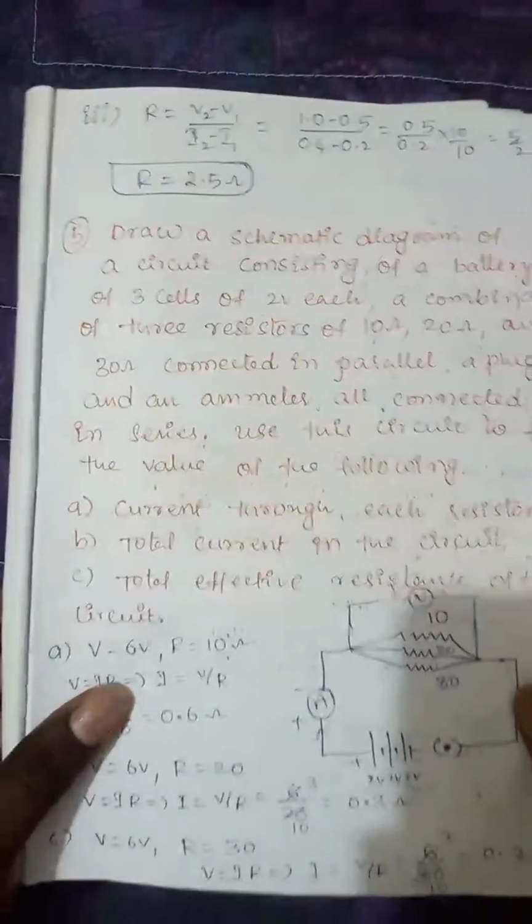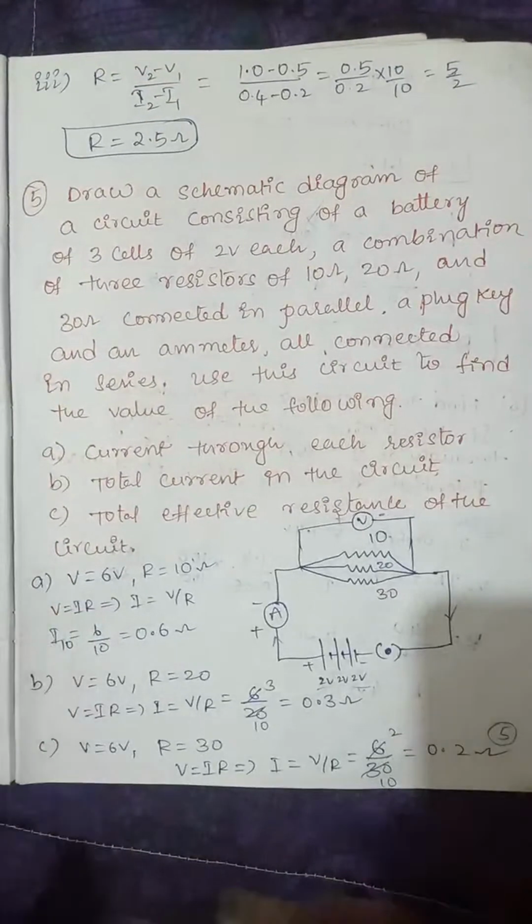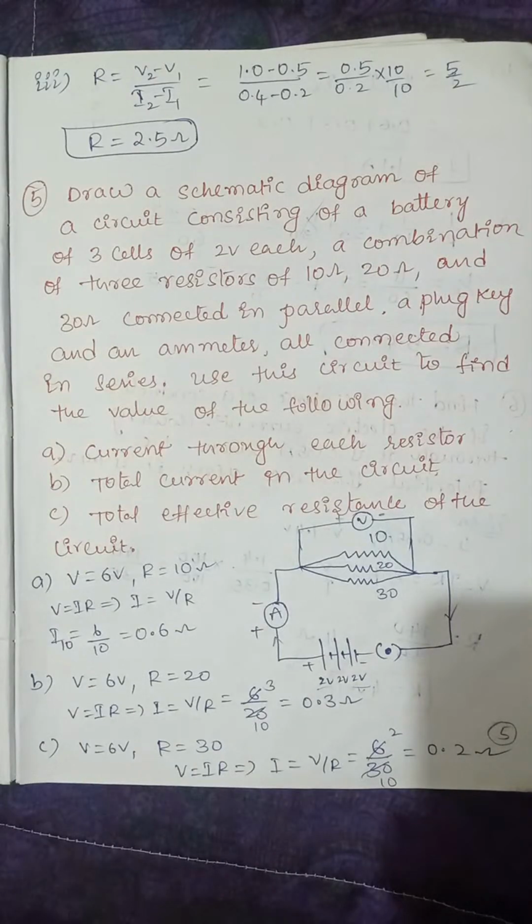So once again, read this question. Very, very important question. Read this question once and try to solve it. This is about CBSE Grade 10 Physics. Draw a schematic diagram of a circuit consisting of a battery of 3 cells, 2 volts each. Like that you have to solve.